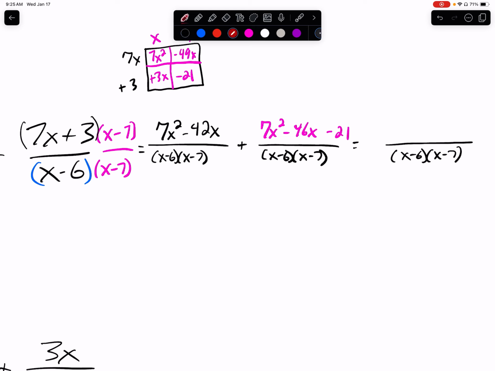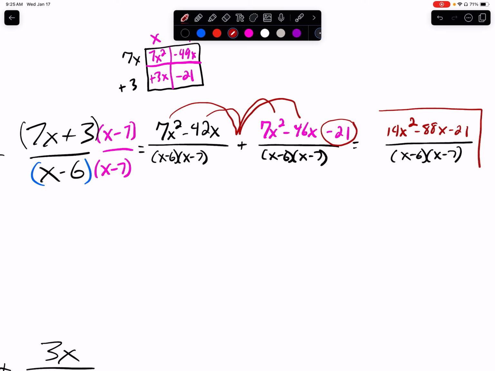Okay, so the first thing I'm going to look at is the x squared plus the x squared. So I've got 14x squareds. And then I've got the x's. I've got negative 42 x's plus negative 46 x's is negative 88 x's. And then the last one is the only number that I have left is plus 21, so I'm going to do minus 21. Okay. Now this is completely simplified. Sometimes you can simplify a little farther here, right? But in this case, we're just going to leave that alone just as is. Okay.